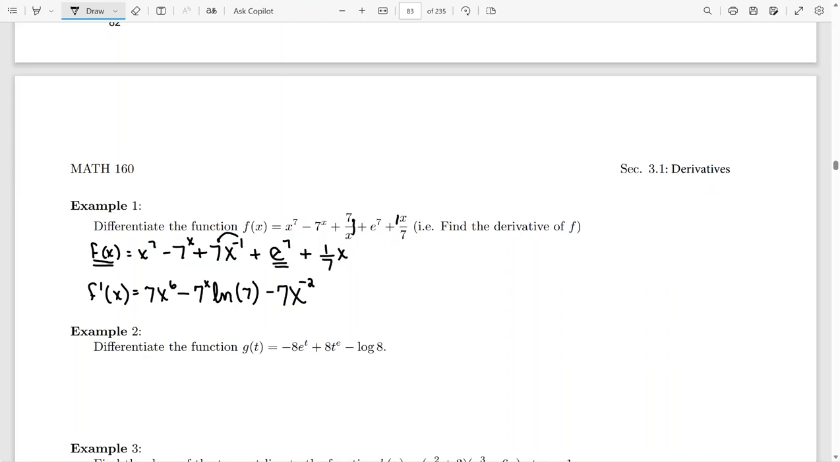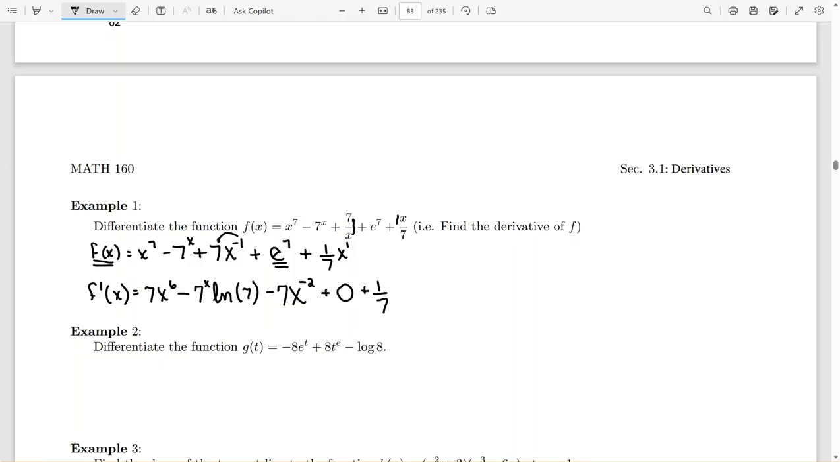E to the 7th. Don't get too quick here with pulling that 7 down because e is a number. It's not a variable. So that's not a power function. That's a constant. That's going to be the derivative of e to the 7 is 0. The derivative here of 7x to the 1, if I pull the 1 down in front, this is just 1/7. And then x to the 1 minus 1, or x to the 0, which is just 1.